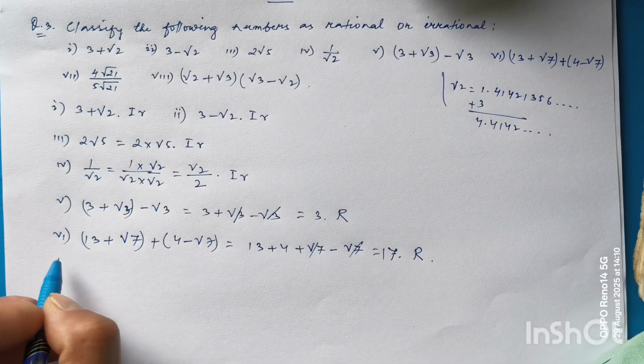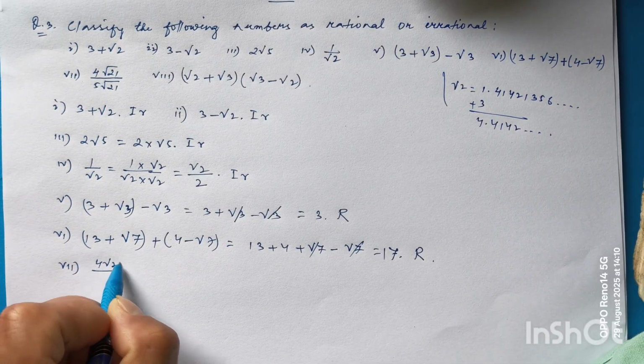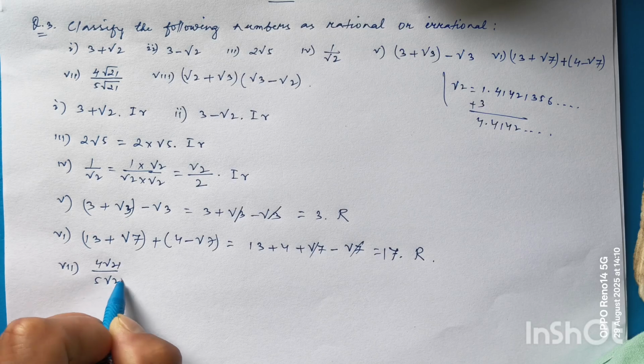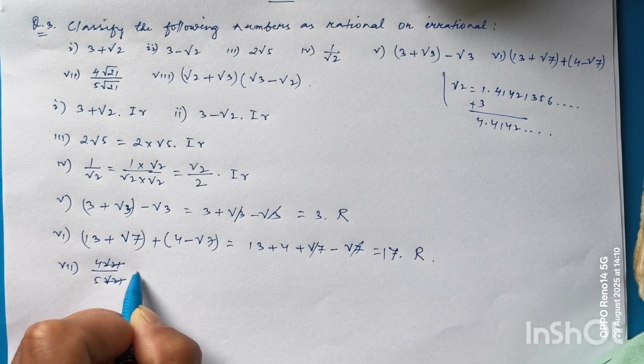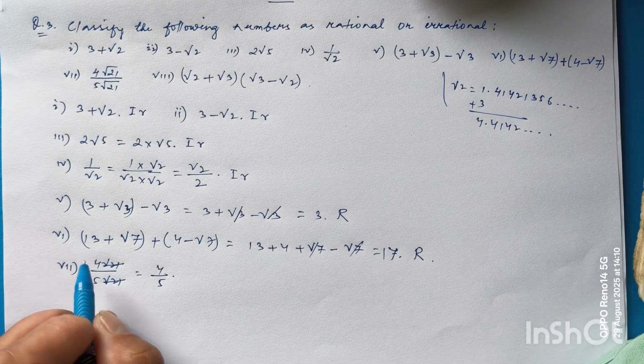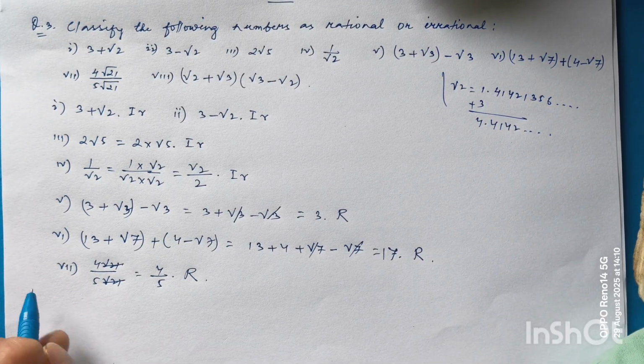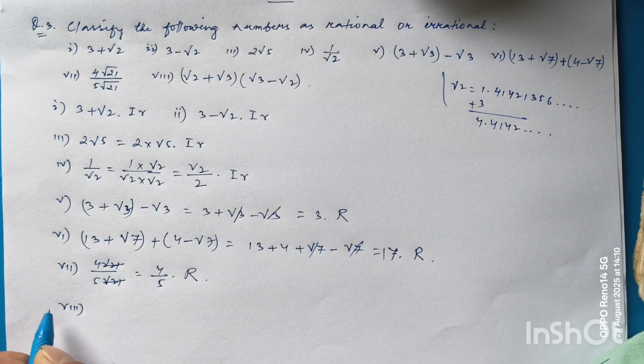And now let us see Roman number 7. 4 root 21 over 5 root 21. Root 21 and root 21 cancel. What remains? 4 over 5. Which is the form of p by q. So it is rational, irrational? It's rational. And now let us see Roman number 8.